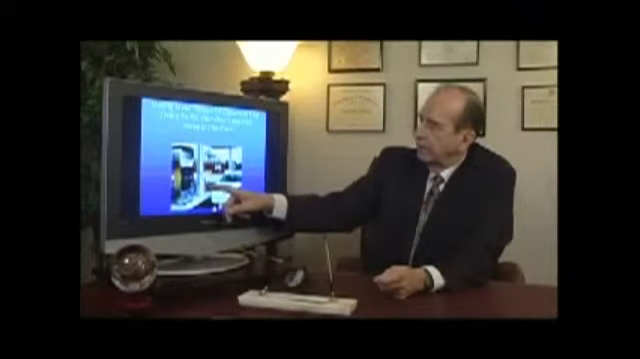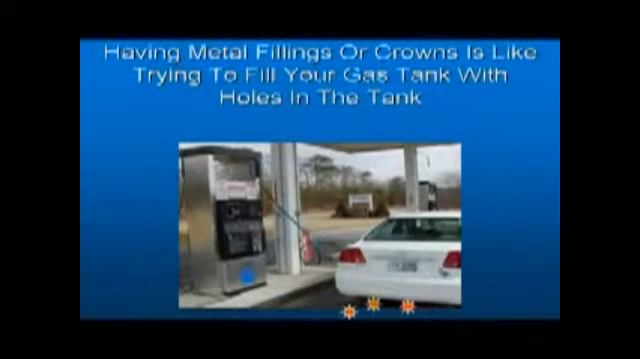Oftentimes we see teeth that are leaking 100 and even 200 millivolts. If you have that much voltage leaking out of a tooth, then it's going to be like trying to fill up your gas tank in your car with a hole in the gas tank. You keep putting gas in the top, it keeps leaking out the bottom. And so it is with our teeth. If we have voltage leaking out our teeth, then it's generally very, very difficult to get the voltage back up to operating, and certainly back up to healing voltage in the circuit that is causing you to have chronic disease.